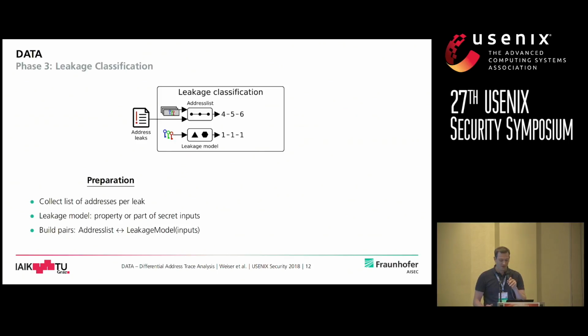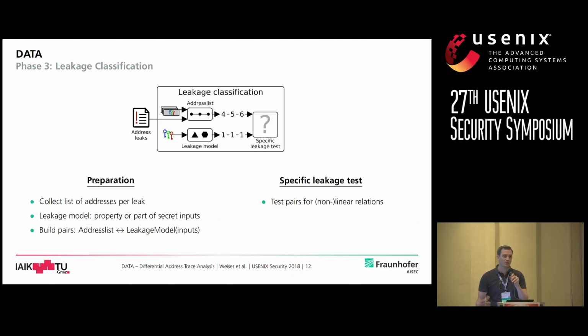So let's say I choose a leakage model, one particular bit of my inputs. I may get these outputs, all ones. What this gives me essentially is a list of observation pairs. These pairs we then plug into what we call a specific leakage test. It's a bivariate relationship test, and it simply tells me if there is any linear or nonlinear relation between those two sequences. In this example, our test would probably say no.